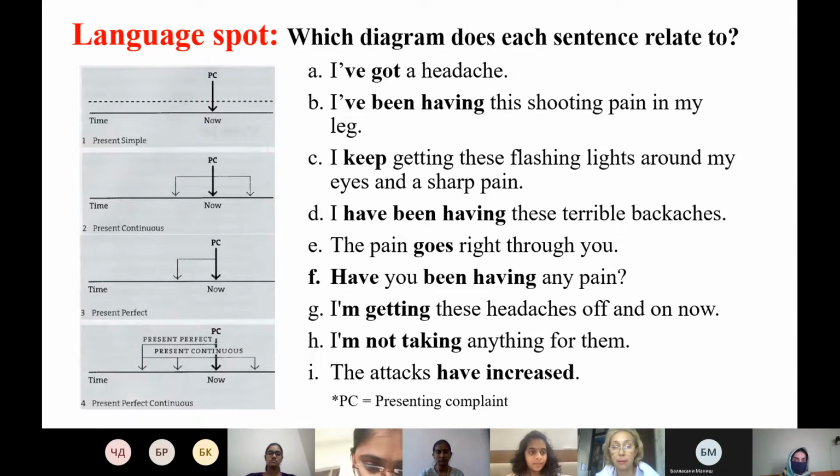Second sentence, ma'am. I've been having this shooting pain in my leg. I think it is present continuous. Exactly, you're right. It emphasizes that the action was going on for a long period of time.